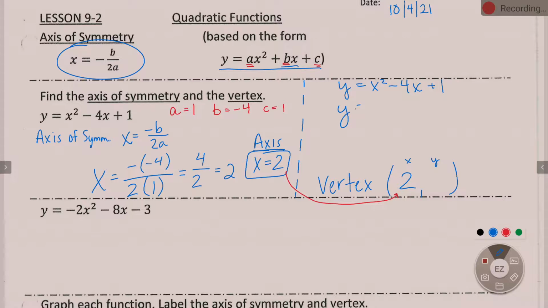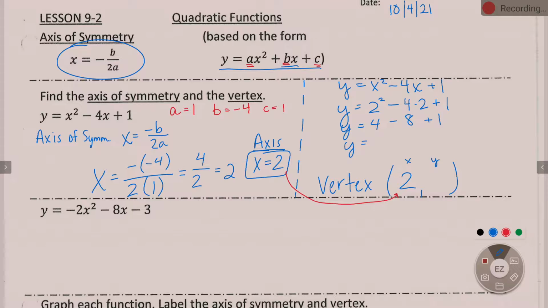So if it's y equals, replace your x's with 2. If it's x squared, we're going to say 2 squared minus 4x, so I'm going to say minus 4 times 2 plus 1. Do the math with me. What is 2 squared? 4. Minus 4 times 2? 8. Plus 1.